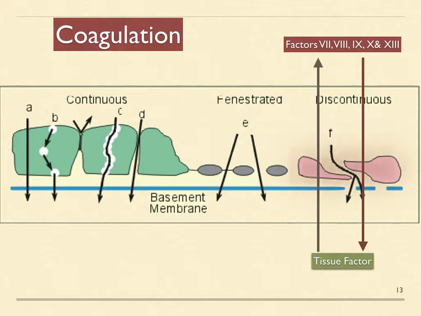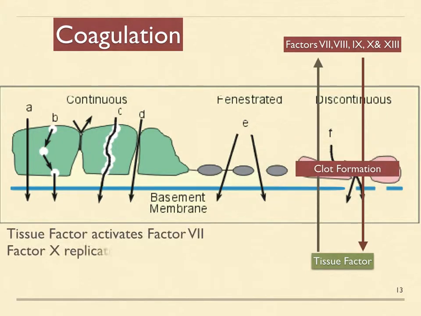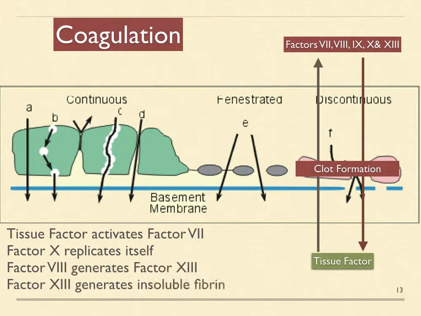Tissue disruption directly and simultaneously exposes tissue factor to all four blood enzymes. Tissue factor activates factor VII to generate small amounts of thrombin that initiates the interaction. Factor X elevates thrombin generation to replicate itself. Factor VIII further elevates thrombin generation to energize its conversion of factor X to factor XIII to generate insoluble fibrin. And factor IX exaggerates factor VIII activity.